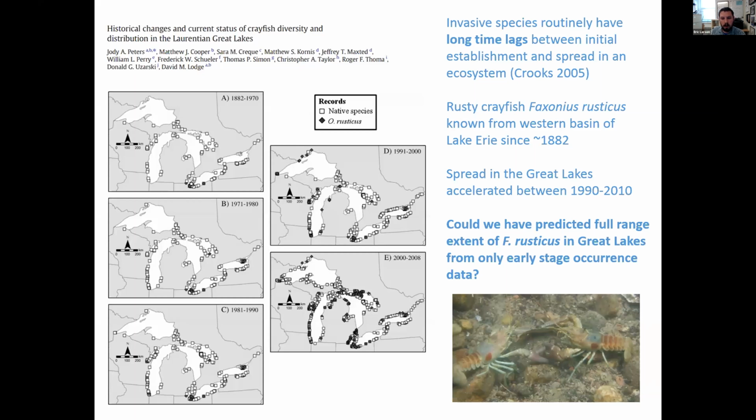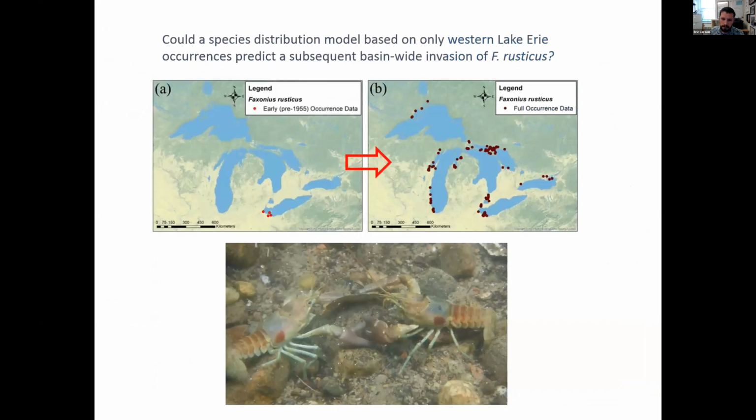Would we know from 1880 or even 1930 where that crayfish could live in the Great Lakes if we only had its earliest occurrence records? So a graduate student of mine, Rachel Egley, and I set out to try to see if we could build a species distribution model based on only those Western Lake Erie rusty crayfish occurrences that would predict the subsequent basin-wide invasion of that crayfish.